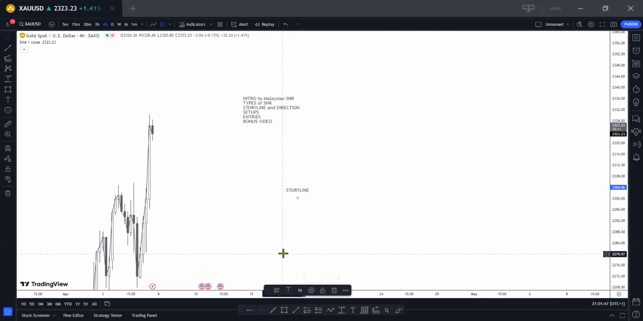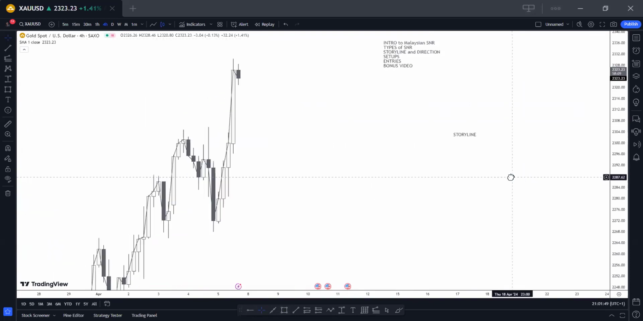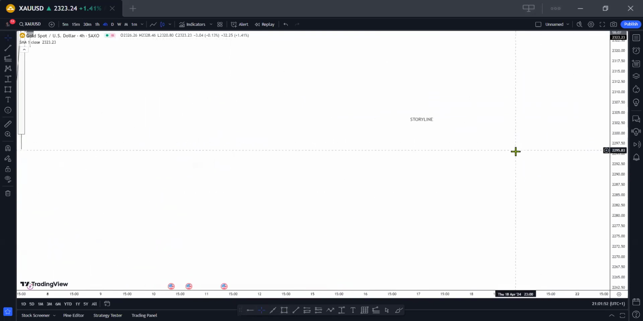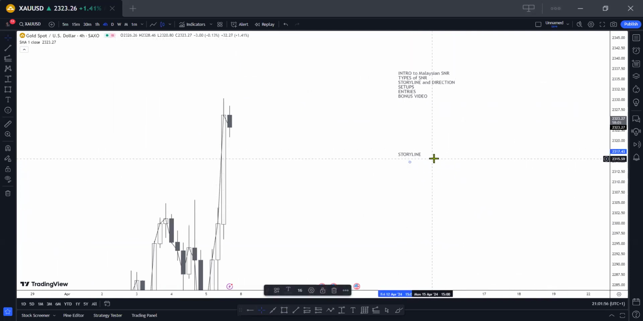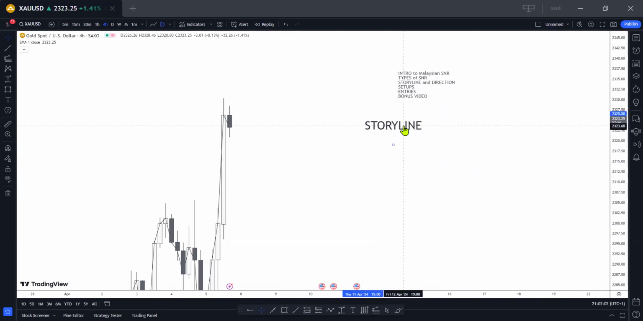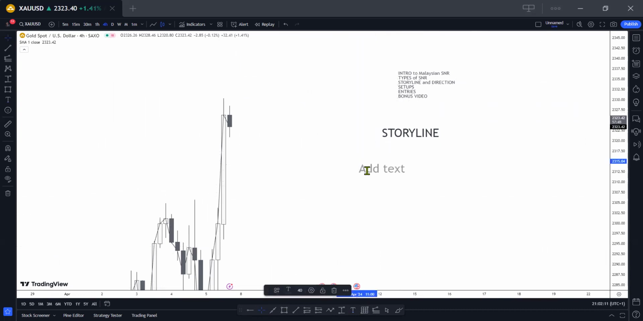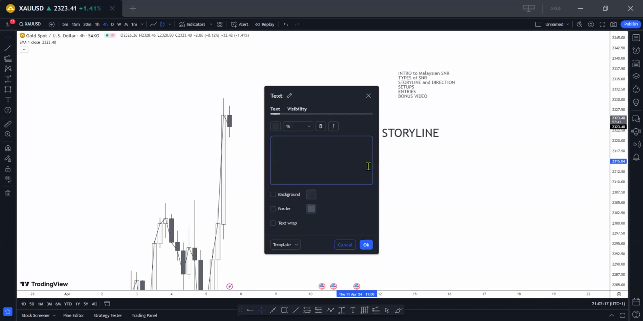Right, guys. So let's talk about storyline. For trading with any strategy, actually, the most important thing is mastering time frames. So you must understand time frames, what they are, what they mean, what are higher time frames, what are lower time frames. All right. So in SNR, in Malaysian SNR, we consider our higher time frame levels.